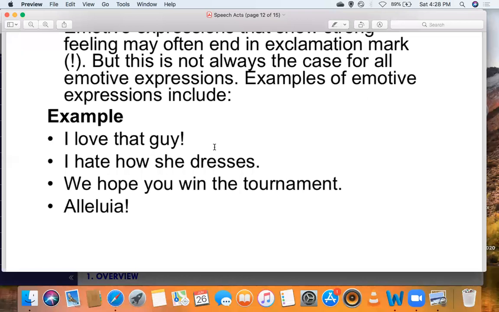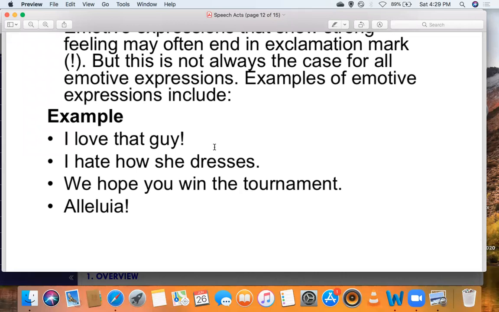They are not really like logical arguments. They are not expressions that you agree or disagree with, or that you accept or reject. If someone says, I love that guy, you can't say you are wrong. It's not an argument. It's just an expression of a feeling. Or if someone says, I hate how she dresses, she's just expressing a feeling. If someone says, I hope you win the tournament, you don't say you are wrong. Hoping is not something that is right or wrong. It's just a feeling.